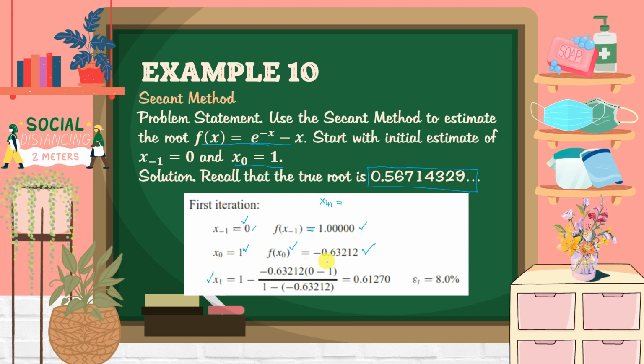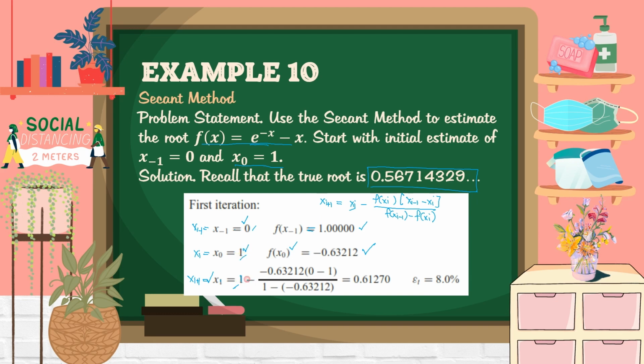So this will be the x sub 1, or simply the x sub i plus 1, which is equal to, from the given formula of the second method, x sub i minus the function of x sub i multiplied by the difference of x sub i minus 1 minus x sub i, all over the function of x sub i minus 1 minus the function of x sub i. So how do we substitute? x sub 0 will be the x sub i, this is the x sub i minus 1, and this will be the x sub i plus 1. So, substituting the value of x sub i.